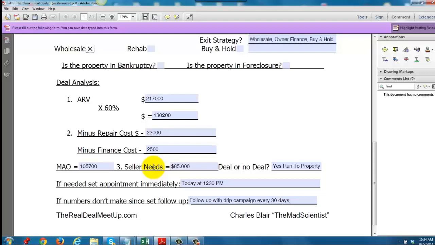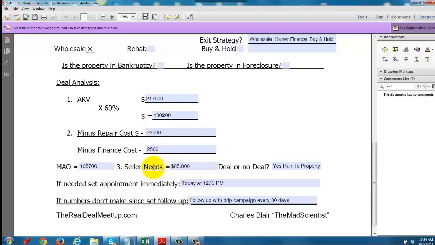So be very careful when you're talking to sellers and you're negotiating the time and date to go see the property. Last but not least, if the numbers don't make sense, set up a follow-up campaign. Whenever I'm negotiating with a seller, I leave them with an offer, and it could be a verbal offer, but I also tell them, Mr. Seller, I know you've said that my number won't work for you right now, but please keep this in mind. And matter of fact, keep my numbers in mind.